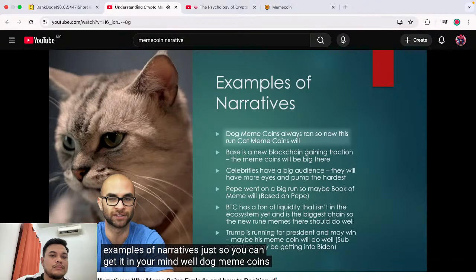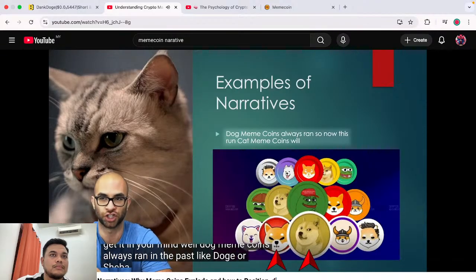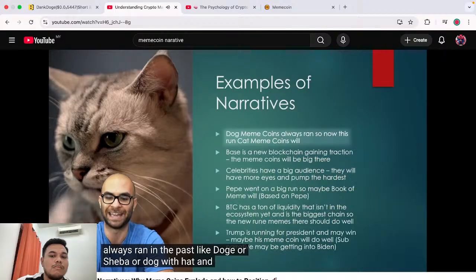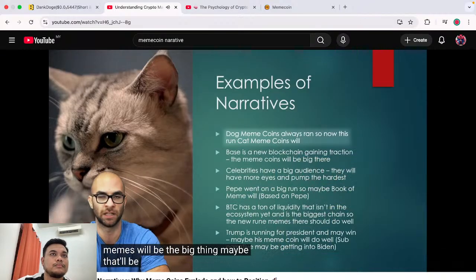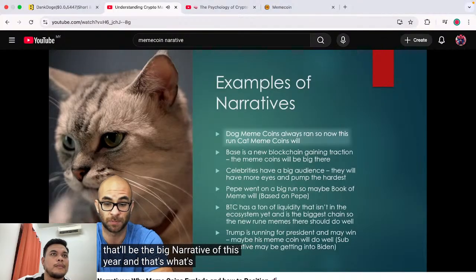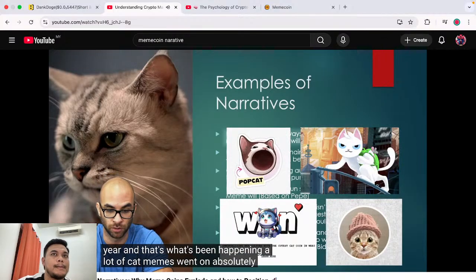Well, dog meme coins always ran in the past, like Doge or Shiba or dog with hat. And now all of a sudden, what about cat memes? Maybe cat memes will be the big narrative of this year. And that's what's been happening. A lot of cat memes went on absolutely crazy runs.